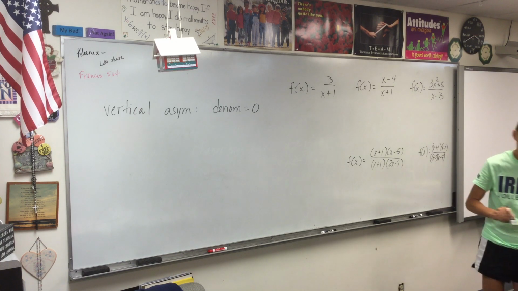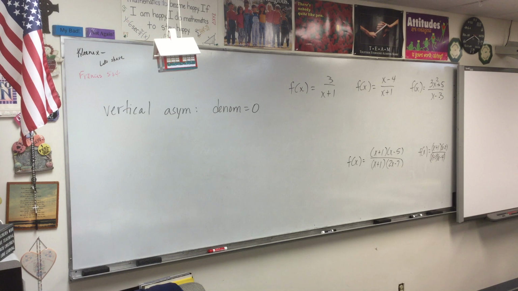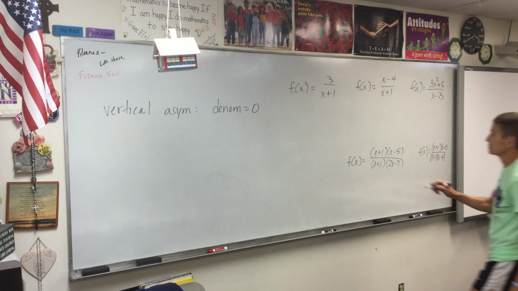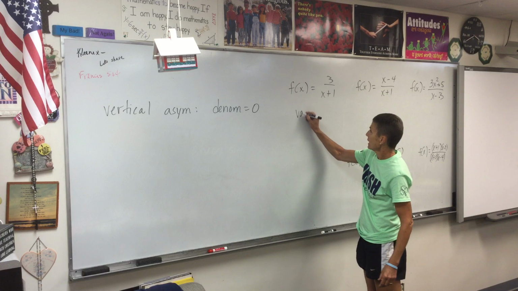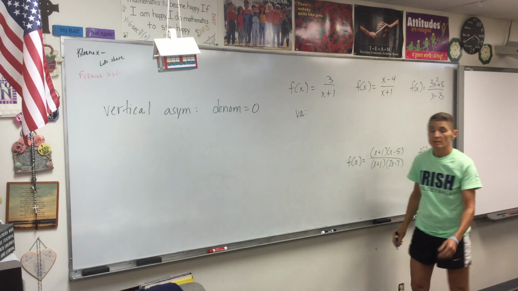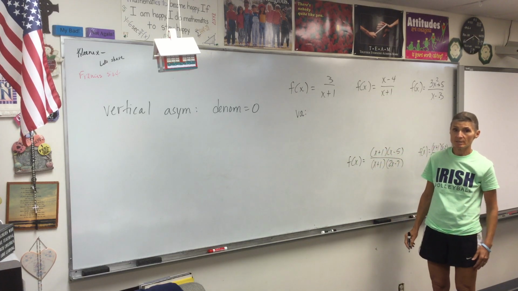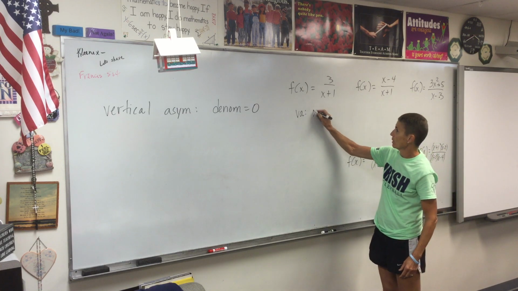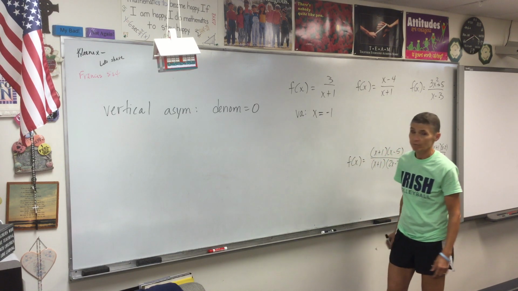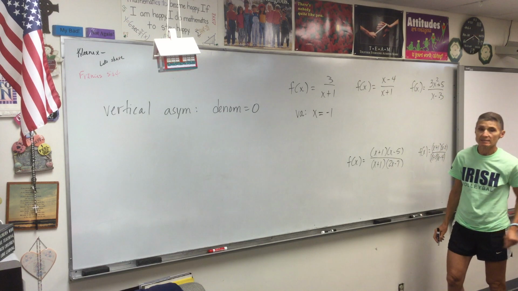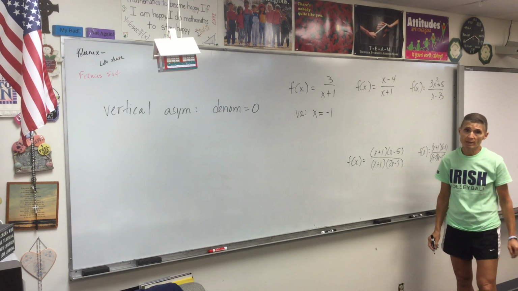Okay, let's look at these 5 examples. We're going to go through and find horizontal asymptotes and vertical asymptotes for all of them. We're going to do the verticals first. So for the vertical asymptote for this problem, where is the denominator 0? The denominator is 0 at x equals -1. So your vertical asymptote is at -1.